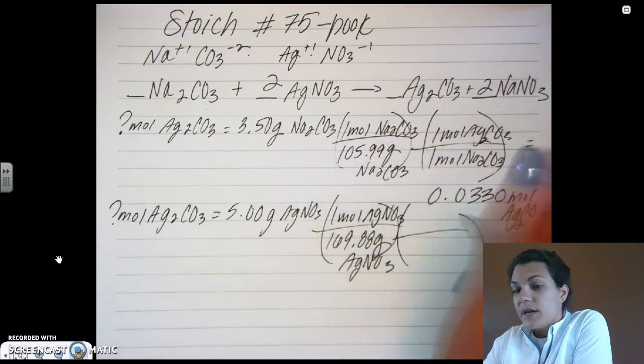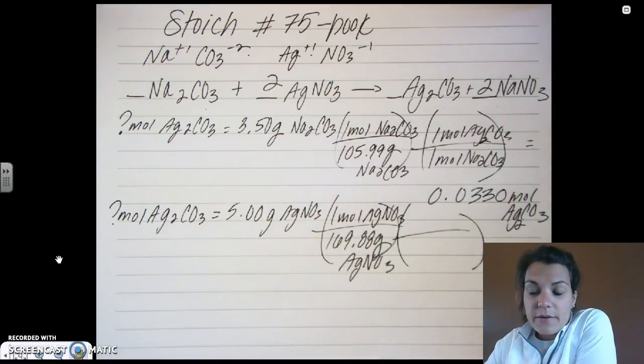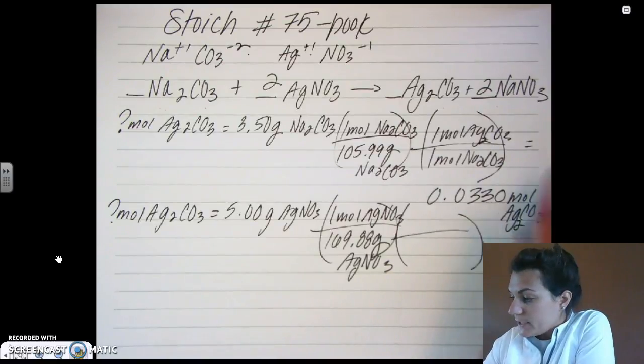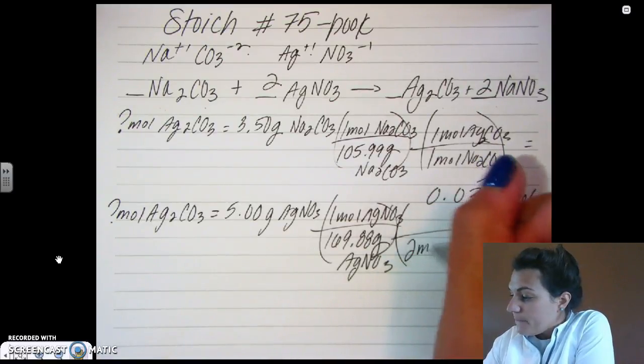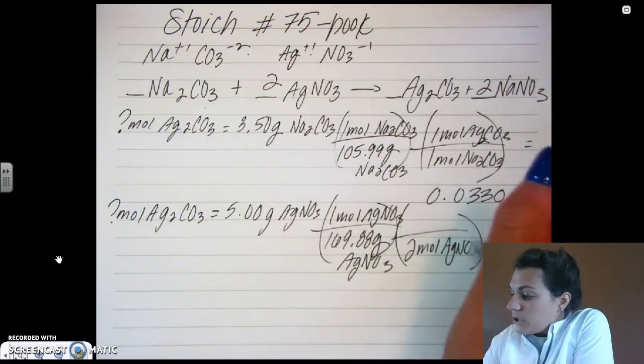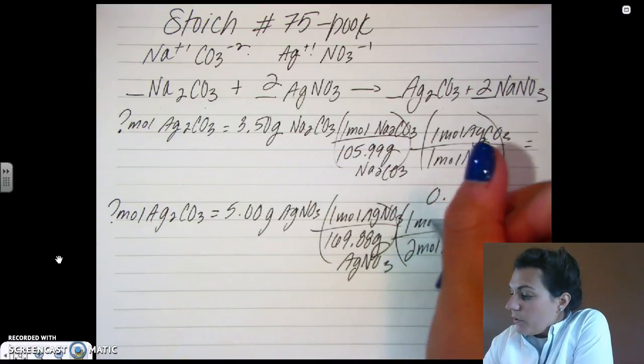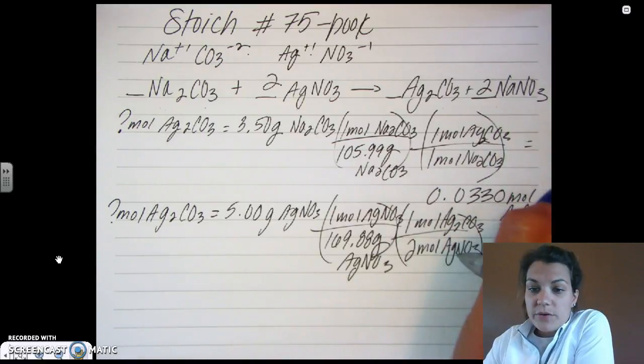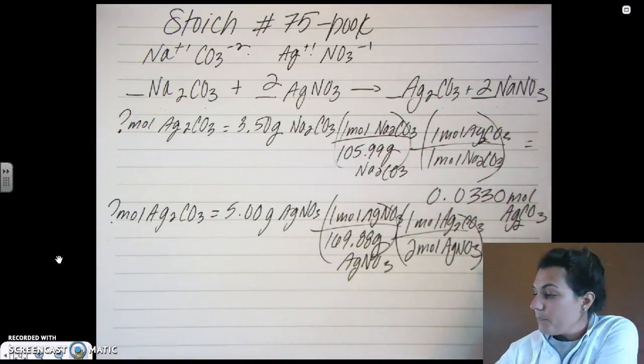Right? Okay, so now this time my ratio is not going to be 1 to 1, it's going to be 2 to 1 this time. So for every 2 moles of silver nitrate, I'm going to need 1 mole of silver carbonate. And that makes sense, right? Because there's 2 moles here where there's only 1 and 1 mole. Okay.